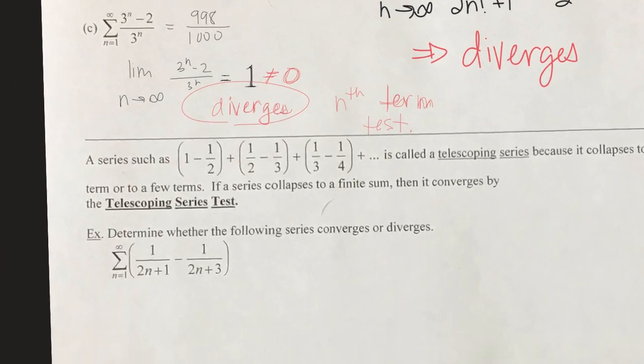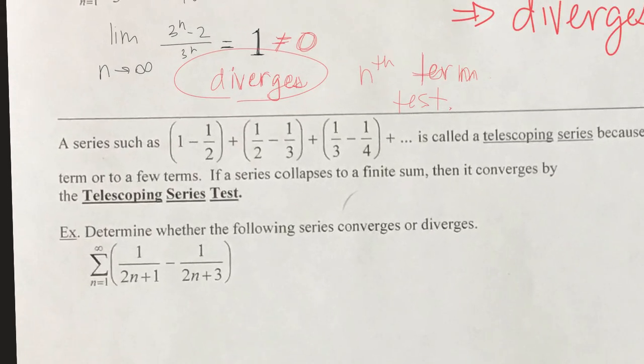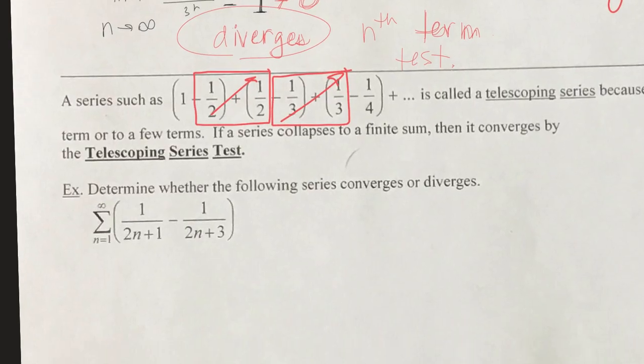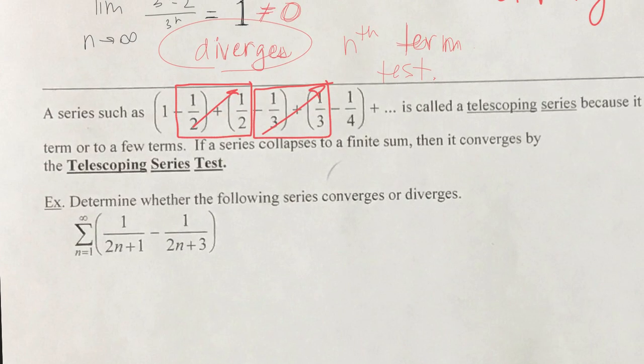Okay, so here we have this telescoping series. Notice what the telescoping series does. We can take this -1/2 and this +1/2 and combine them. What's -1/2 plus 1/2? That's 0. -1/3 plus 1/3? That's 0. These telescoping series will always share some type of value like this. If a series collapses to a finite sum, then it converges. So let's see what's going to happen here.